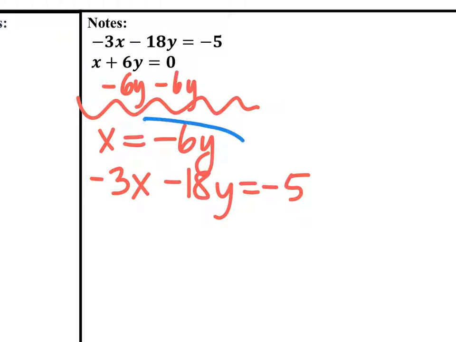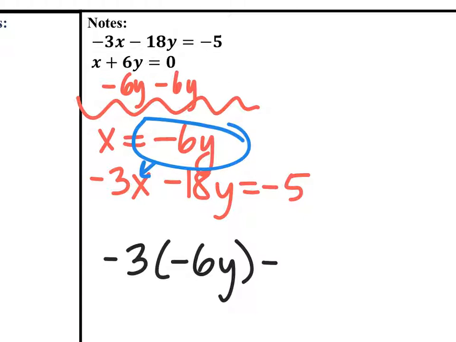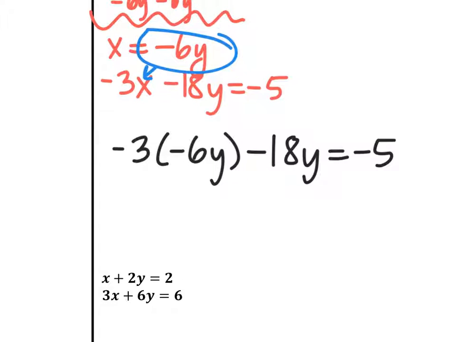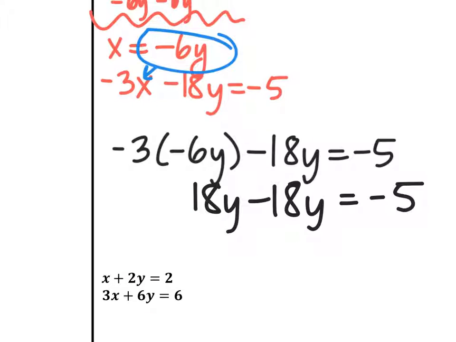Replace, and let's talk about our dilemma here. If you go ahead and simplify that, you get 18y minus 18y is equal to negative 5. 18y minus 18y, you should just write 0, not 0y. They cancel each other out, so just write 0 is equal to negative 5. Is that a true statement? No. Put a big slash.